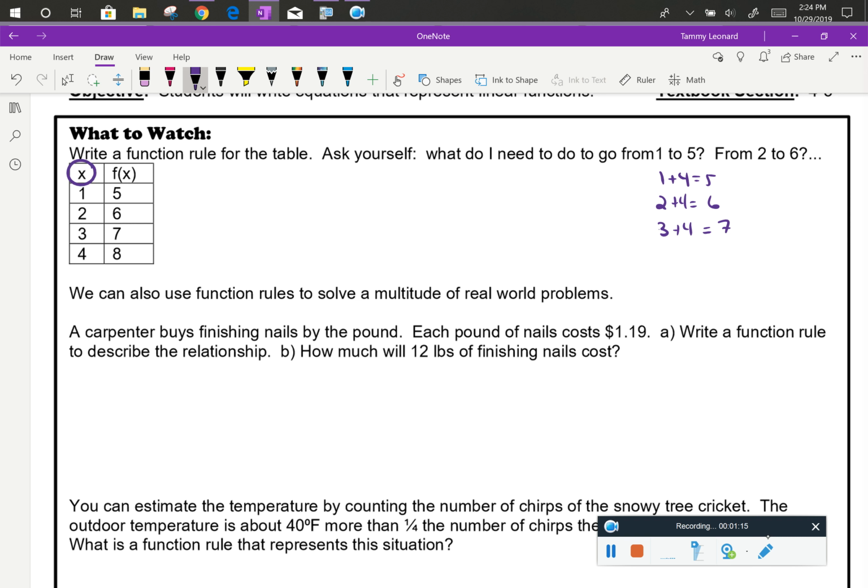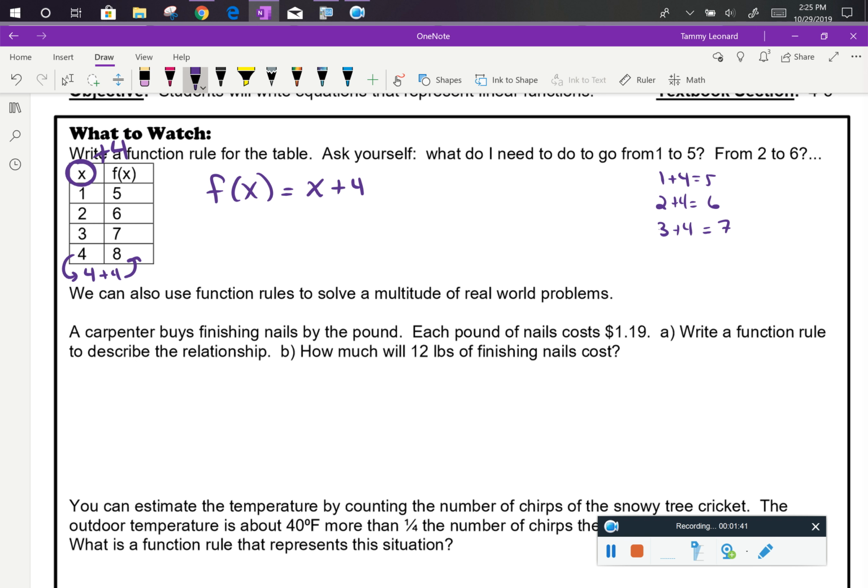It seems like I take whatever my x value is and I add 4 and it gives me the y value. Notice it even works here. I start with 4, I add 4, I get my y value. So once I realize how I can take each x and turn it into y consistently looking down the table, I'm ready to write a rule. The way I get f of x is to take x and add 4.